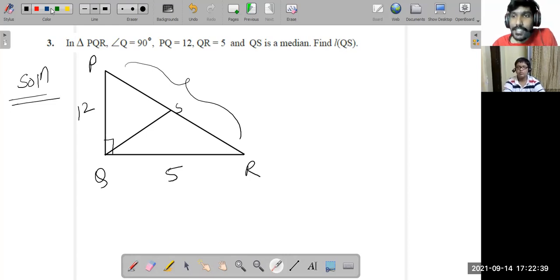To find the length of the hypotenuse, what do you use? How do you find the hypotenuse? Pythagoras theorem. Yes. Can you use Pythagoras theorem in this triangle and tell me?